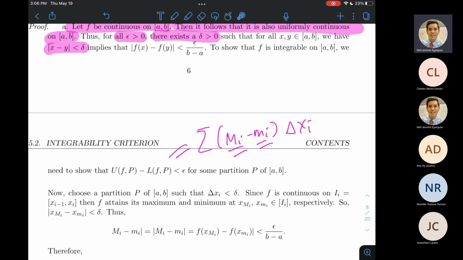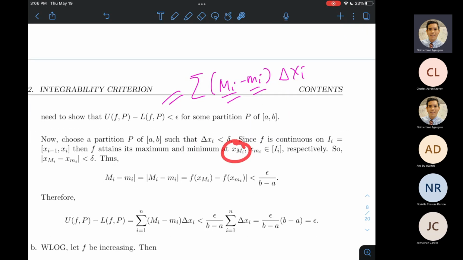Alright? So si f ay continuous din sa closed interval na to, which is compact. Tapos sabi ng Weierstrass theorem o ng extreme value theorem, kapag si f ay continuous sa isang closed interval, then it will attain its maximum and minimum at a number in that interval. So ibig sabihin, there exists an x sub Mi and an x sub little mi such that yung function value nito ay equal dun sa supremum, ang function value nito ay equal dun sa infimum. Okay? So ibig sabihin lang nun, yung maximum at minimum ay function value doon sa loob ng closed interval x sub I minus 1 at saka x sub I.